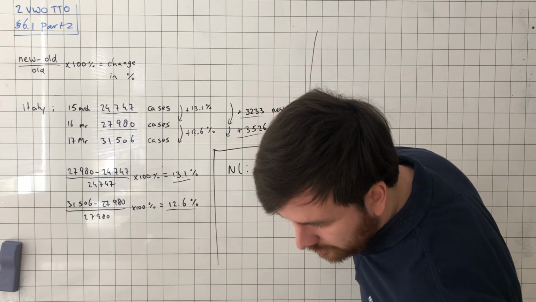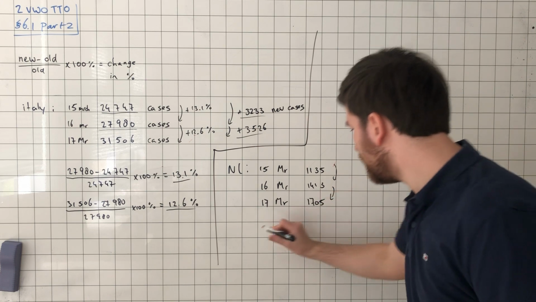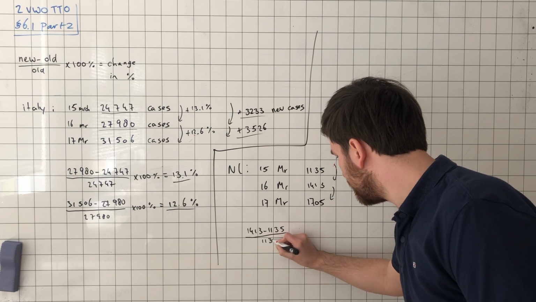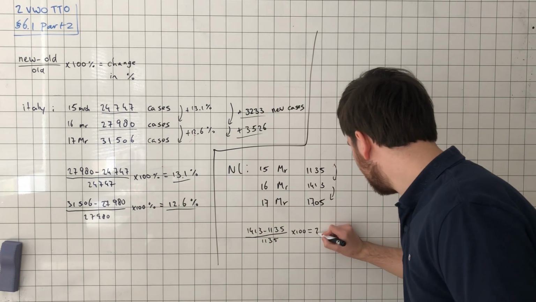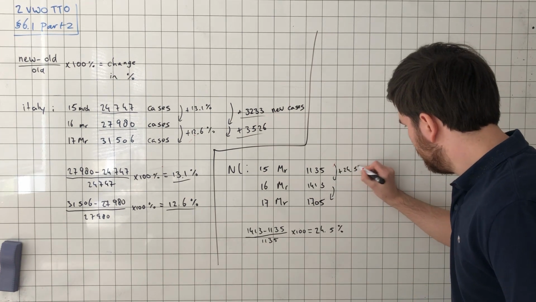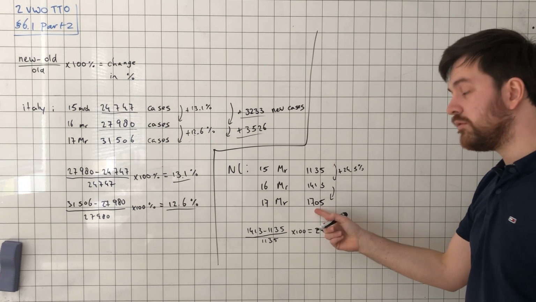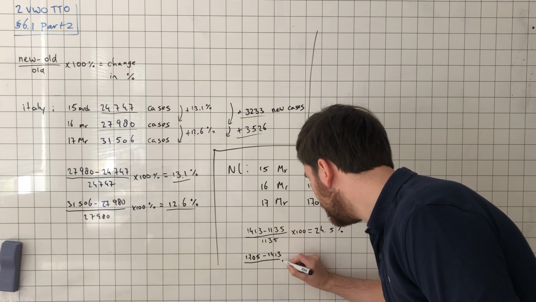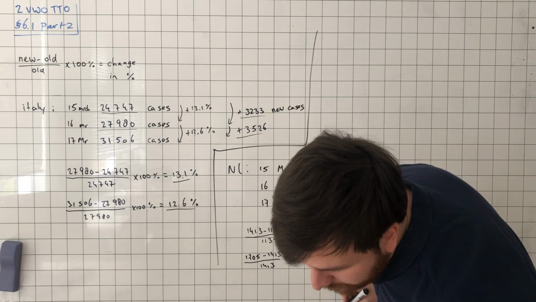Hopefully you've done that by now. The correct calculations were, for the first change, this is the old amount, this is the new amount, so 1413 minus 1135 over 1135 times 100, which is, let's see, 24.5%. For the second change, we're looking at 1705 and 1413. This is the new amount, and now this is our old amount. So 1705 minus 1413 over 1413 times 100, which is 20.7.